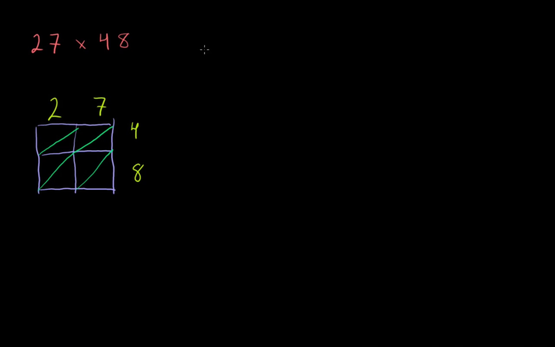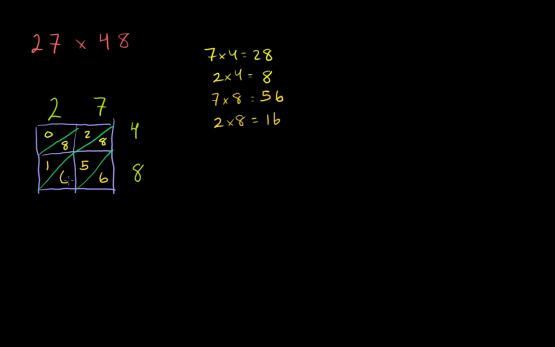7 times 4 is equal to 28. So you write down a 2 and an 8, just like that. 2 times 4 is equal to 8. So you write down a 0, 8, just like that. Then you have 7 times 8. 7 times 8 is equal to 56. So we write down a 5 and a 6. And then finally 2 times 8 is equal to 16. So you write down a 1 and a 6. Just like that. And we're done with all of our multiplying.